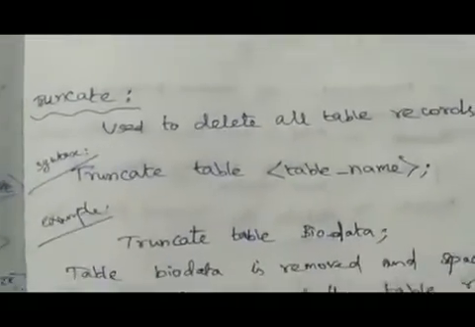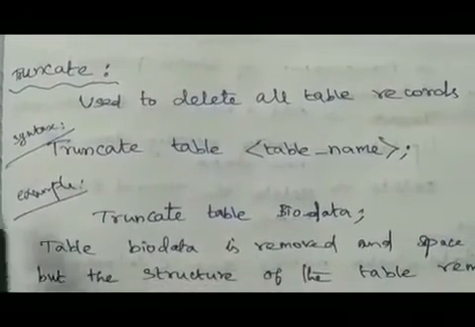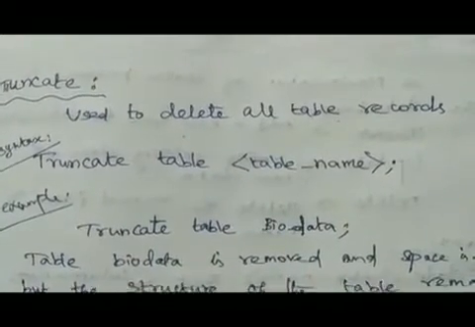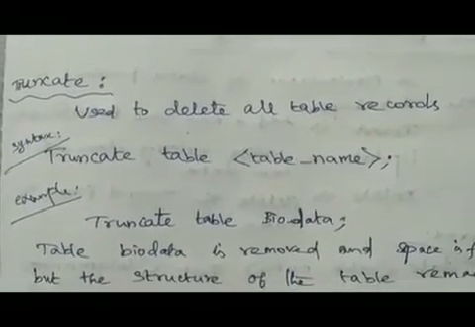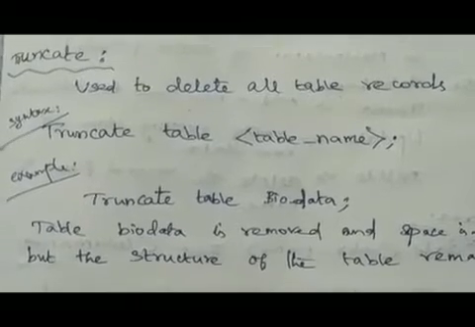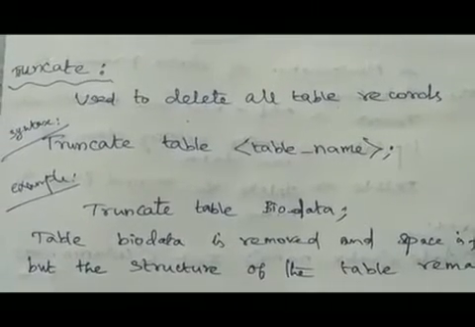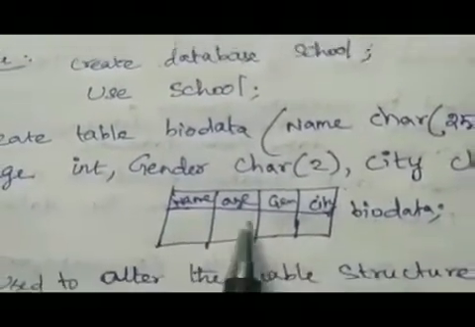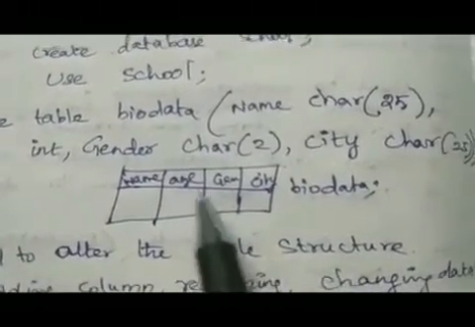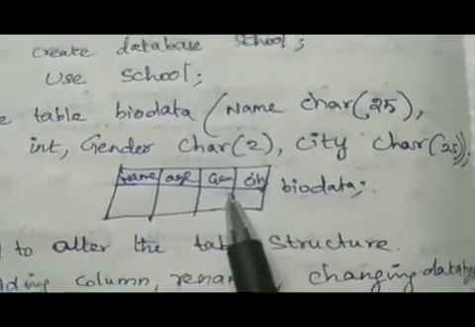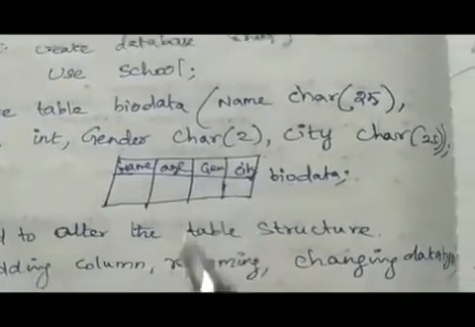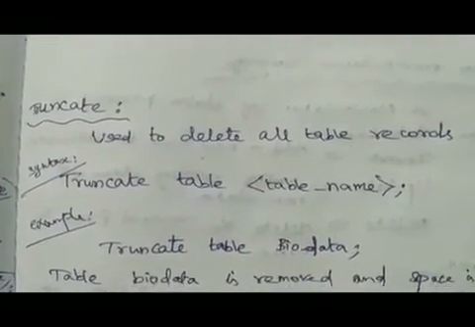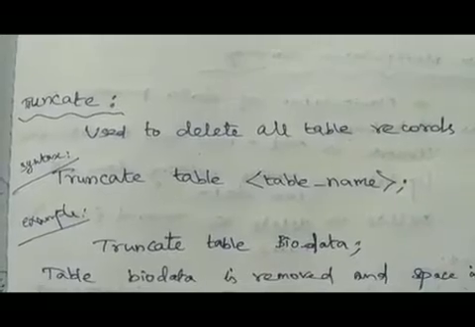So what is truncate? Truncate is also a command which is used to delete all the table records. So entire records in the table get deleted with the help of truncate command. After deleting the records, the structure remains. Like this empty table, the structure of the table remains. Even though we are deleting the records, the structure remains. So to delete the structure only, we are using the drop command. So before using the drop command, we must delete all the table records with the help of truncate command.